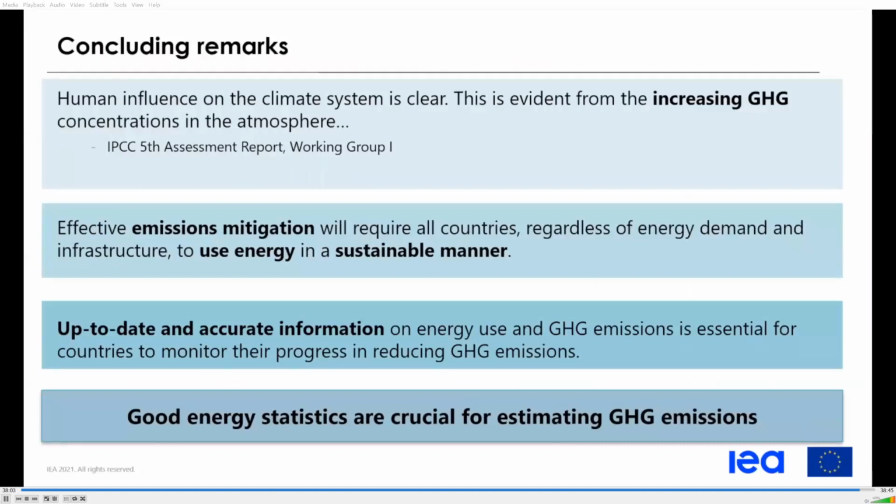And now to conclude, there's a scientific consensus regarding the role of anthropogenic CO2 emissions in increasing the greenhouse gas concentration in the atmosphere and global warming. Effective emissions mitigation requires collaboration on a global level, and up-to-date and accurate information on greenhouse gas emissions is essential for effective climate policy making. And most importantly, the greenhouse gas emission estimates are only as good as the energy statistics which underlie them.